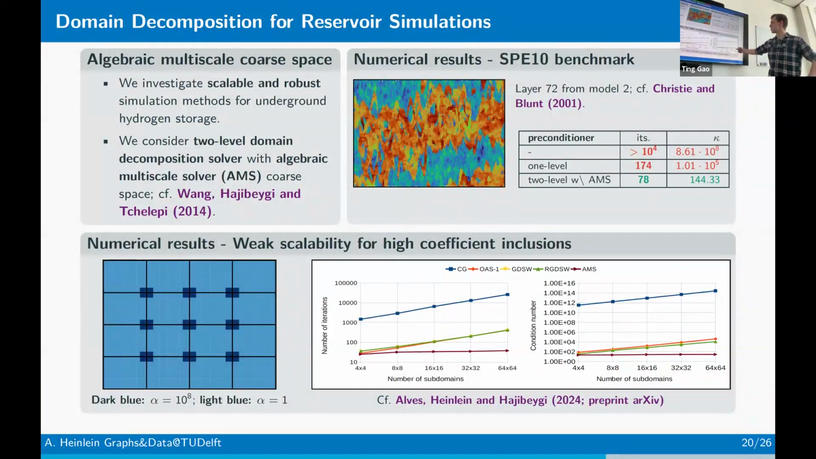And here you also see similar behavior. So this is the number of iterations with problem size. And you see that if you use one of these enhanced coarse problems, you get, again, scalability, and all the other methods do not scale here.